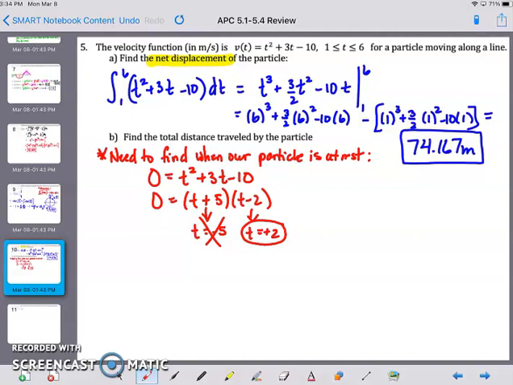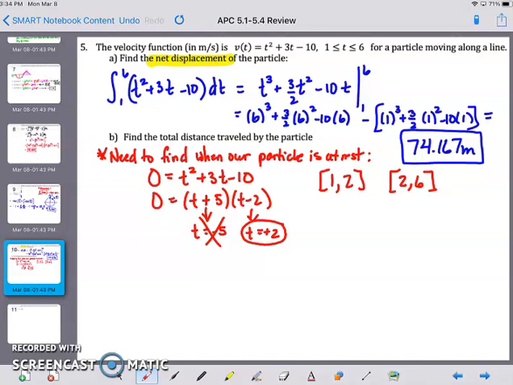So we know that our particle is moving in one direction from 1 to 2, and then it stops, and then it turns around, and then it moves in a different direction from 2 to 6. And if you want to know which direction it's moving in, then just plug a number in that interval.